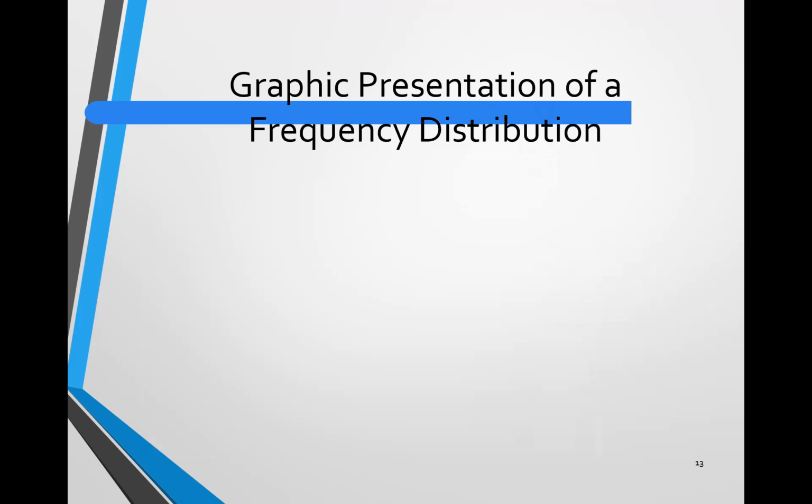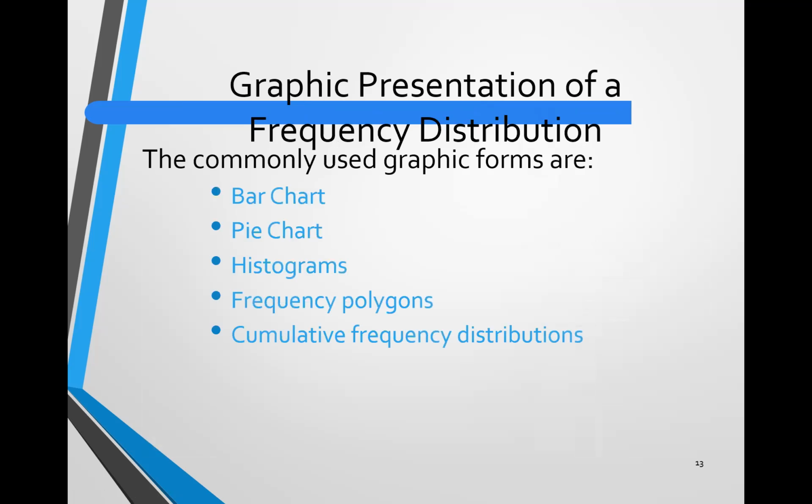Now we move to graphical presentation of frequency distribution. For graphical presentation of frequency distribution, there are actually 3 types of charts: histogram, frequency polygon, and cumulative frequency distribution. The above 2, bar and pie charts, are not dependent on frequency distribution, but we will discuss them as they are also important charts.